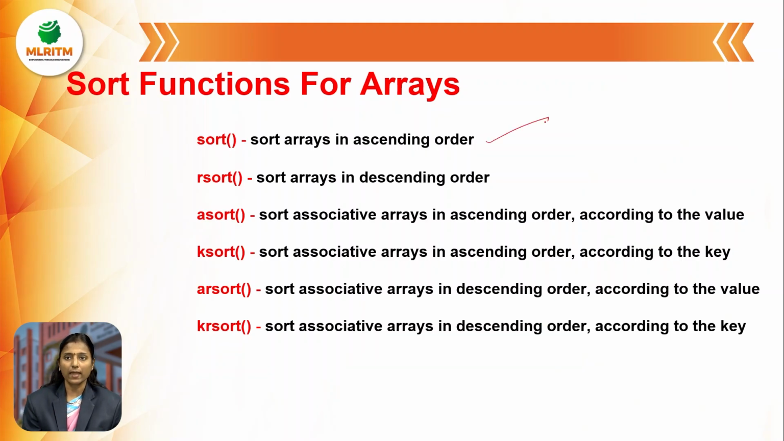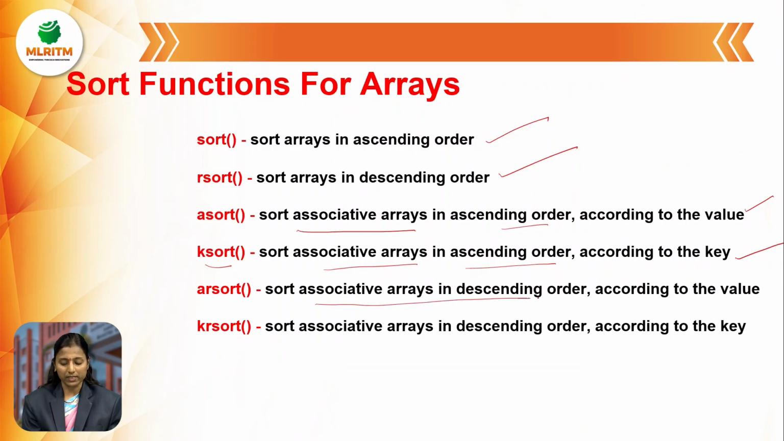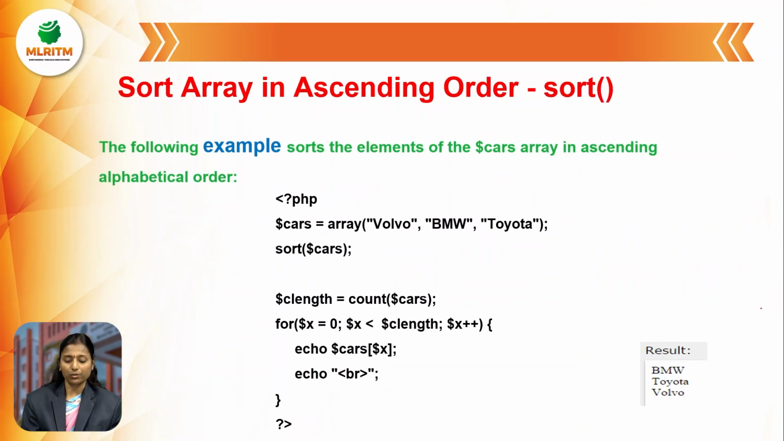First is sort, which sorts an array in ascending order. rsort is used for descending order. asort sorts an associative array in ascending order according to the value. ksort sorts an associative array in ascending order according to the key. arsort sorts an associative array in descending order according to the value. krsort sorts associative arrays in descending order according to the key. Okay, these are the sorting functions that can be used.